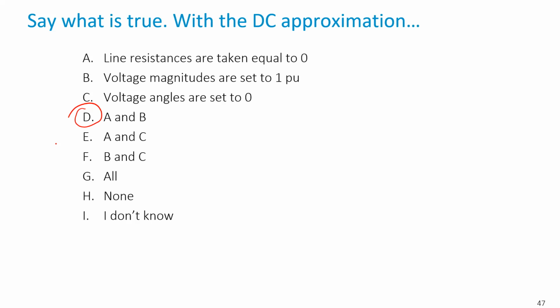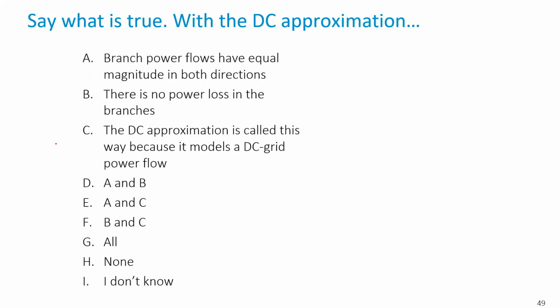So it is an approximation that is trying to capture exactly the voltage angles, because in high voltage grids, the voltage angles at first order are what determines the power flows. 3 more assumptions. Branch power flows have equal magnitudes in both directions. There is no power loss in the branches. And the DC approximation is called this way because it models a DC grid power flow.